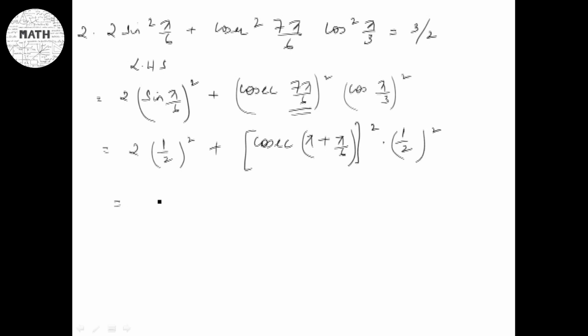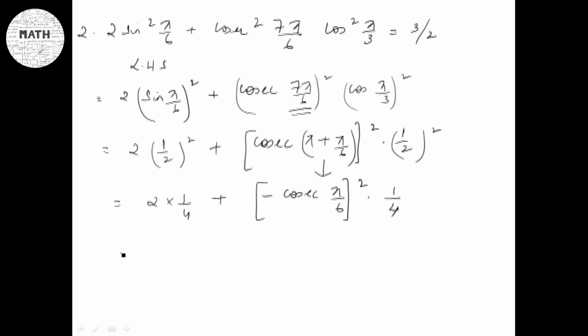So that will be nothing more than 2 into 1 by 4 plus, now cosec of pi plus x is how much? Minus cosec x. So remember, cosec of pi plus x is nothing more than minus cosec x. Again, the whole thing square, that will be 1 by 4. Now how did I get from here to here? Please go to the formula, you'll get it over there.